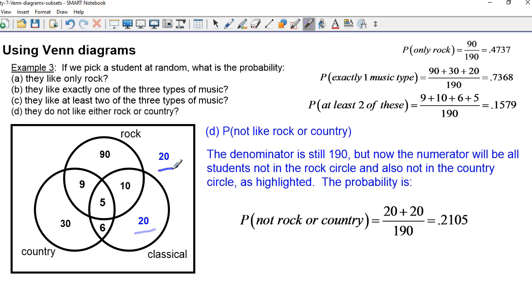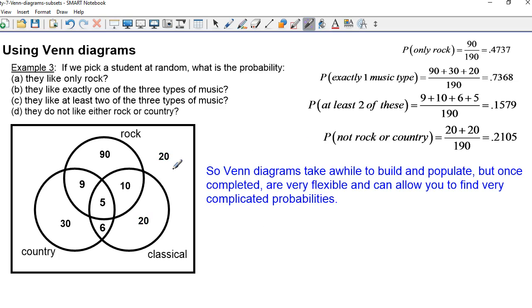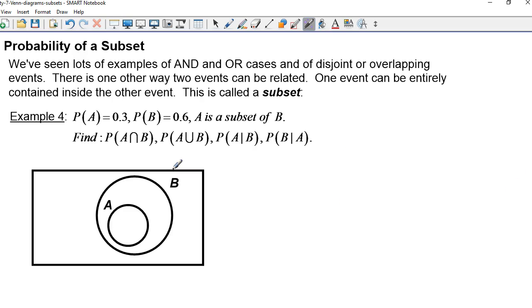Okay, so Venn diagram is a great way to organize a large amount of information, especially when there's apparent overlaps. Very flexible technique. Okay, one last thing to wrap up the basic ideas of probability rules and basic computation ideas. We've seen lots and lots of examples of and or cases, and of disjoint and overlapping events here. There's one other way that 2 events can be related, and that's if one event is entirely contained inside the other event.